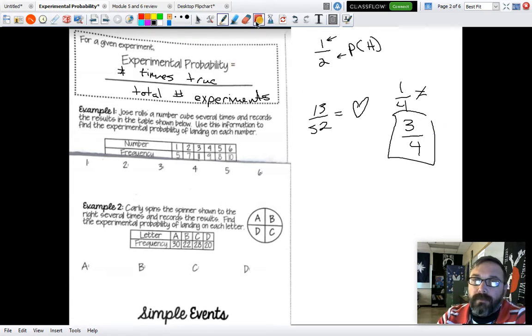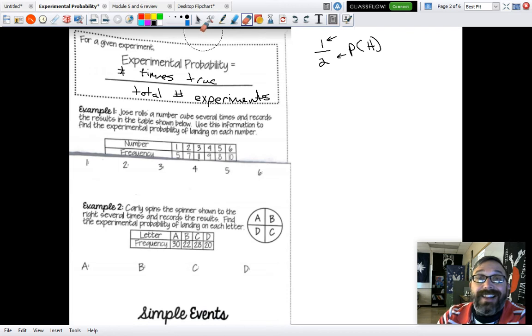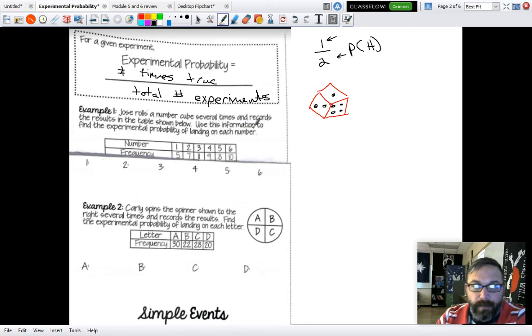Now, let's get on to an example. And I don't know that I want to do 2 examples. I think 1 is enough on this one, just because we have so much to cover in this foldable. So Jose rolls a number cube, and we all remember that a number cube is just a fancy way of saying a dice. Okay, so Jose rolls a number cube several times and records the results in the table shown. Use this information to find the experimental probability of landing on each number.